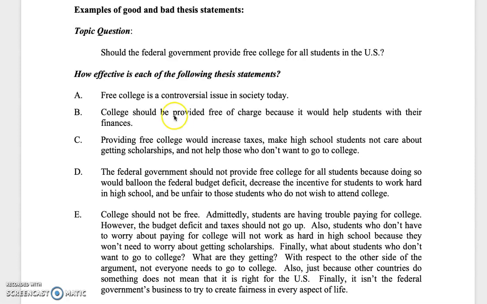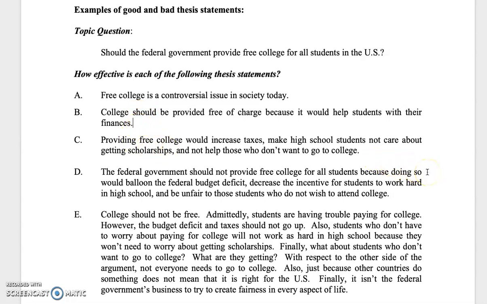B takes a stance. So the stance here is not bad, right? College should be provided for free of charge. That part is okay. And then they do have the because. And they do give a reason, but it's only one reason. It's not enough to develop a full argument. And it's also not a terribly specific reason either. All right, so that's not a good one, although better than A.